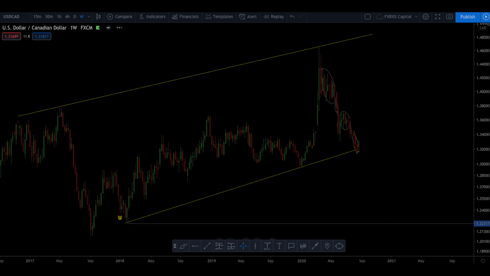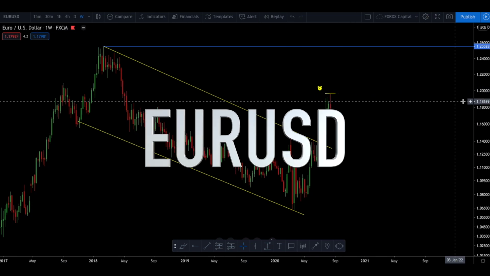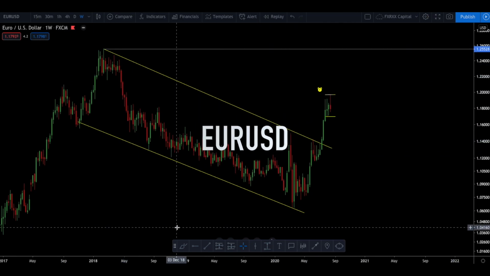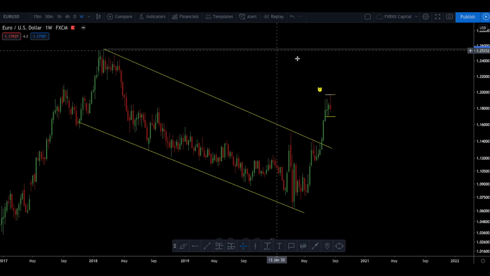Next we move to our wildcards. First wildcard will be EUR USD. EUR USD has already broken the descending channel, and price moves to the upward. This is our minimum target with the 90% rule.